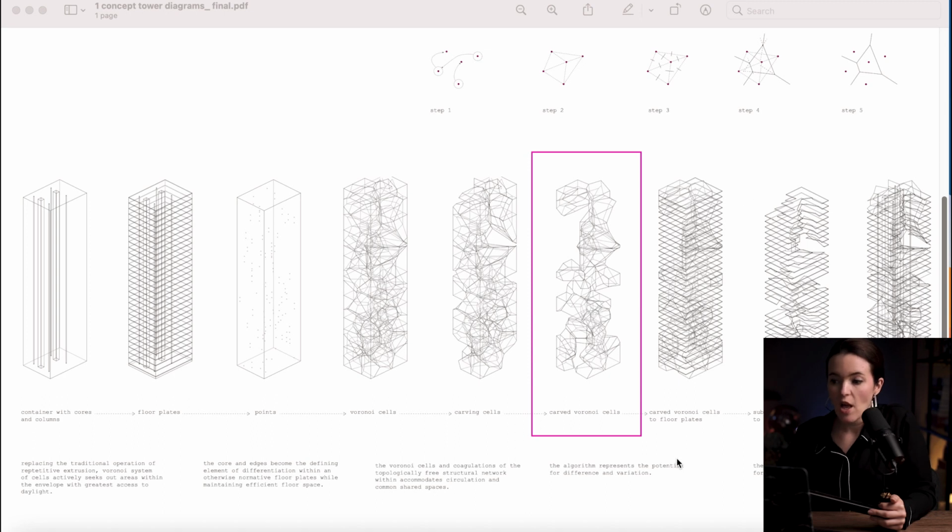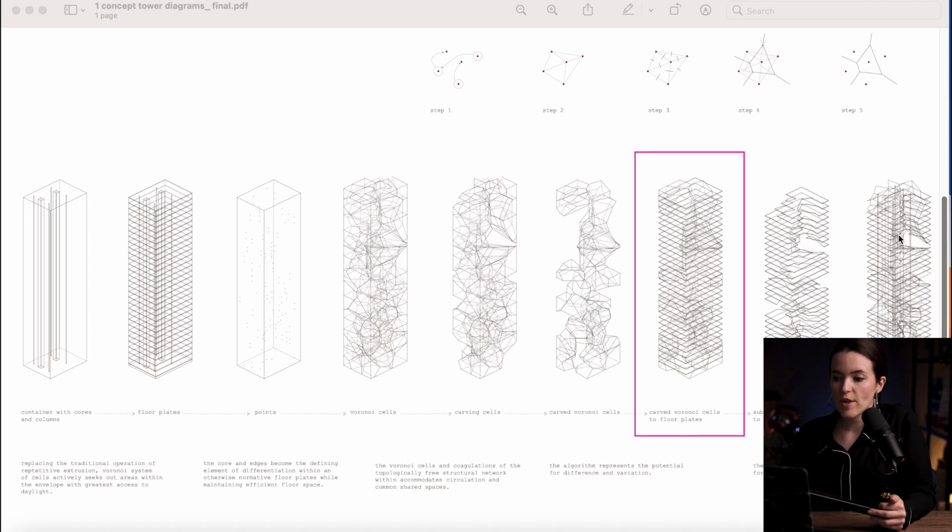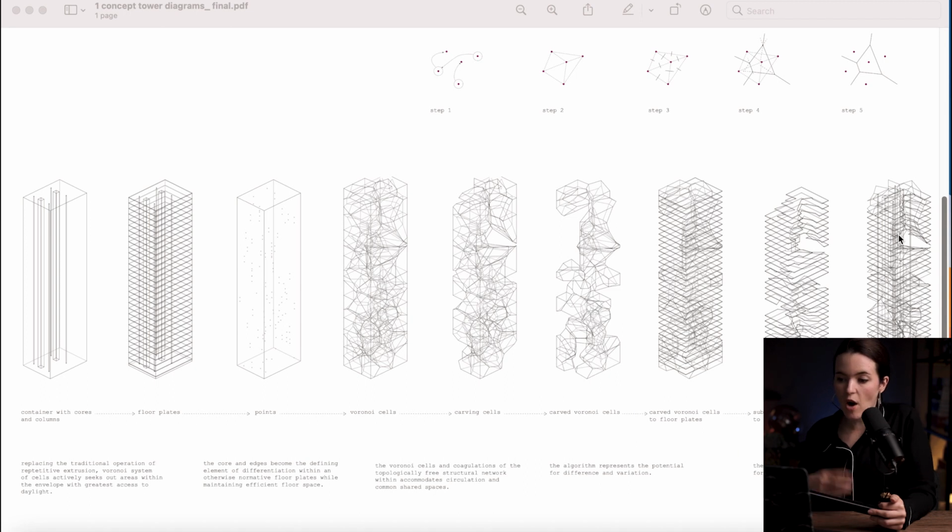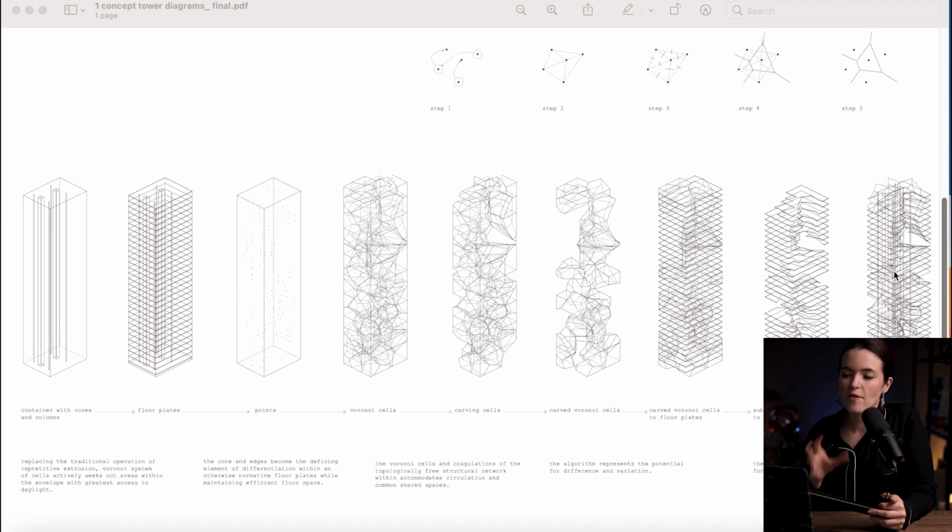And so then I intersected that with the form, and that was how the form was developed, by carving out and subtracting those cells away from the form, and those cells were responding to the site characteristics. So these were the algorithms that represented the potential for that variation of each unit.